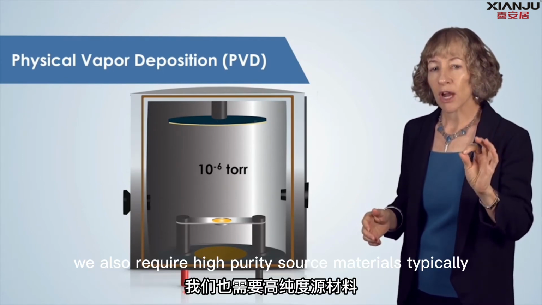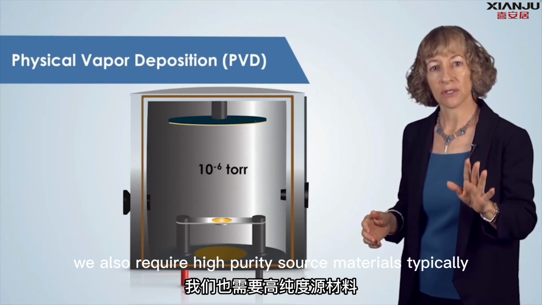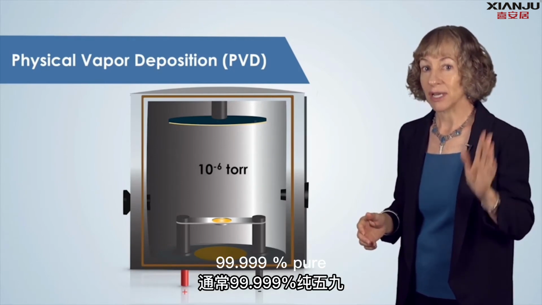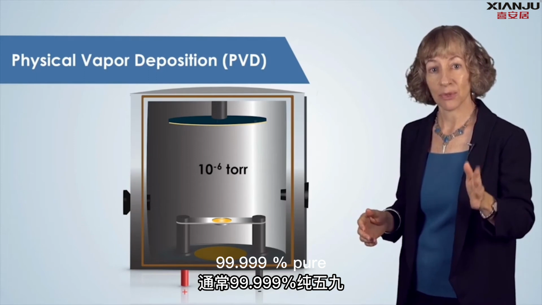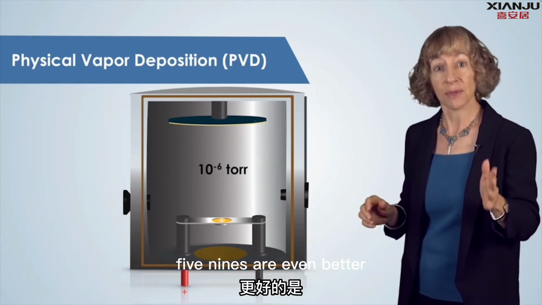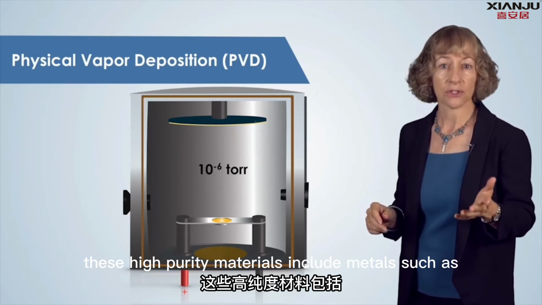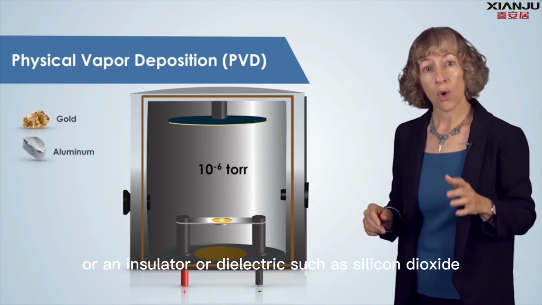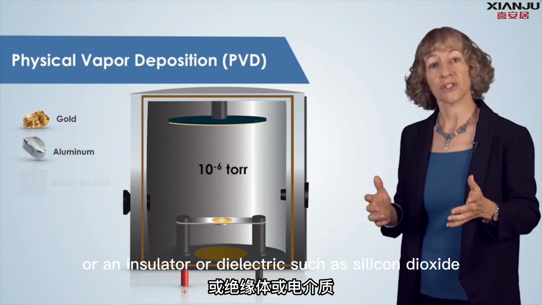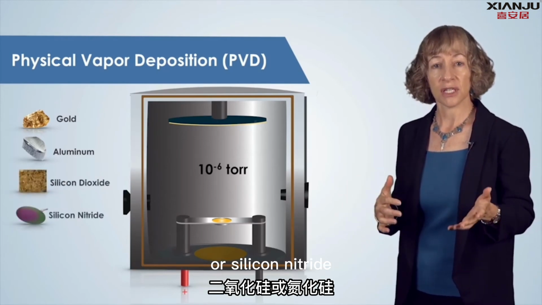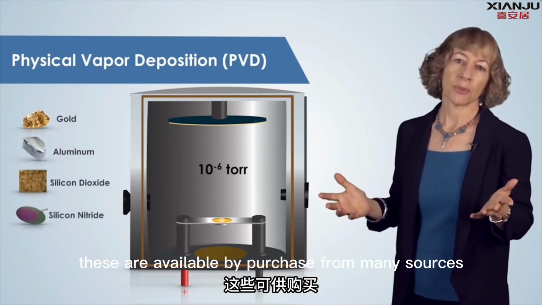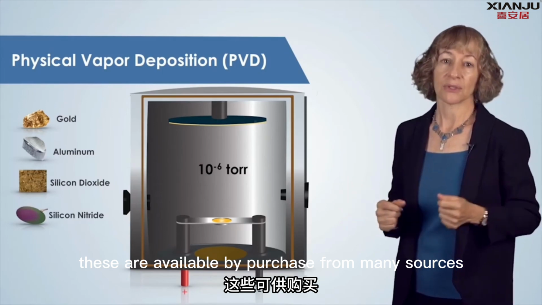We also require high purity source materials, typically 99.999% pure, 5 nines, or even better. These high purity materials include metals such as gold or aluminum, or an insulator or dielectric such as silicon dioxide or silicon nitride. These are available by purchase from many sources.